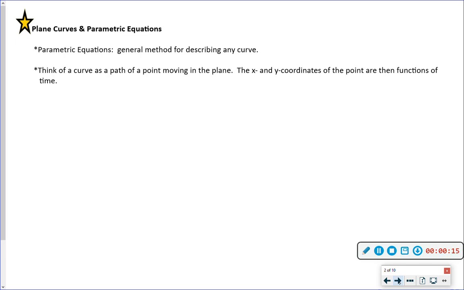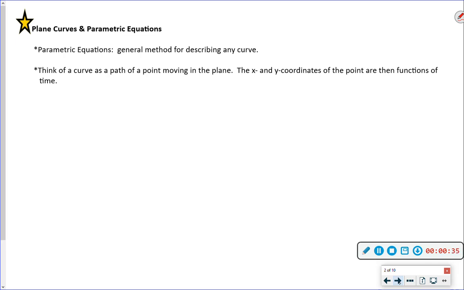What are parametric equations? They kind of look like a system of equations to me. You'll have two of them, an x equals and a y equals, of course, and we can use them to describe any curve. So, think of the curve, here's where it's going to get fun, as a path of a point moving in the plane. So we can all graph. We all know how to graph things, okay?